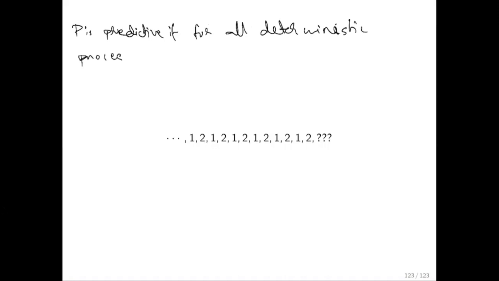Oh, so let's check this out. So X is predictive if, let's not write it in terms of entropy, if for all deterministic processes X sub Z, we have that x0 is a function of x at minus P, a measurable function. Right. And totally predictive.